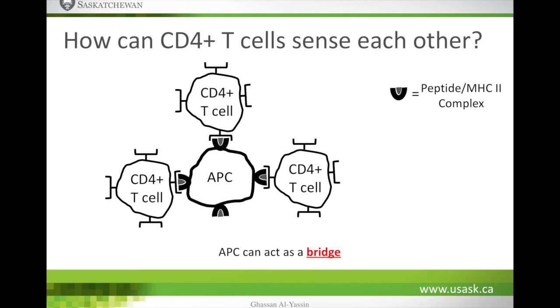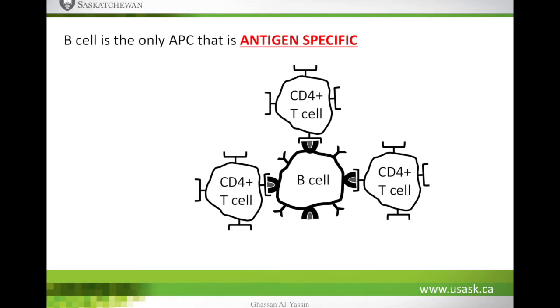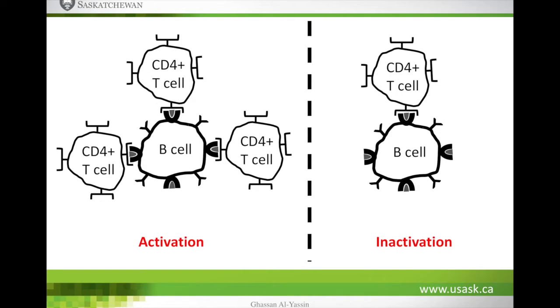In other words, the APC acts as a bridge that connects multiple CD4 T cells, all of which are specific for the same antigen. And how do you make sure that only CD4 cells specific for the antigen of interest contribute to quorum and not other unrelated CD4 T cells? You have to remember that B cells are antigen-specific APCs. So, all of these CD4 T cells will be specific for the same antigen as the B cell. This is a visual summary of the quorum hypothesis.